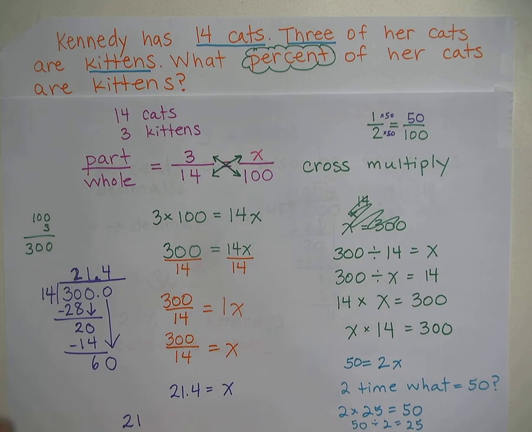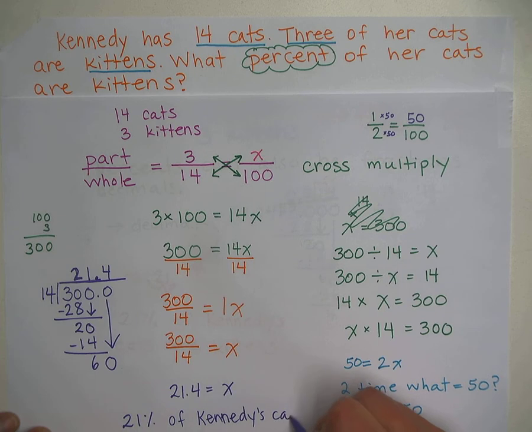So 21% of Kennedy's cats, I'm running out of room, are cute. I mean kittens. Are kittens. They're all cute, right? So 21% of Kenny's cats are kittens.